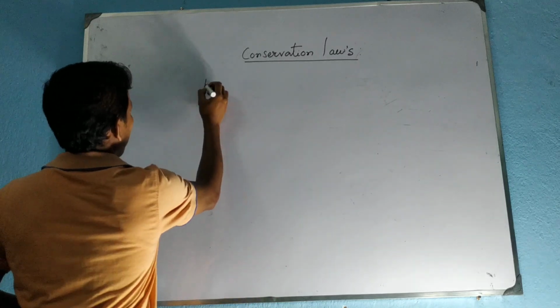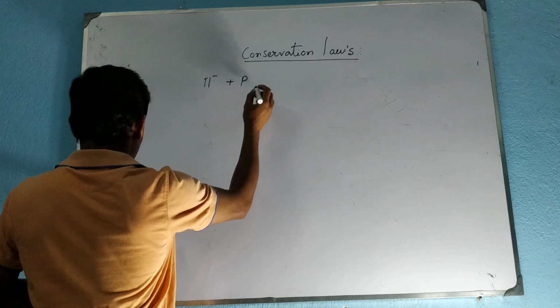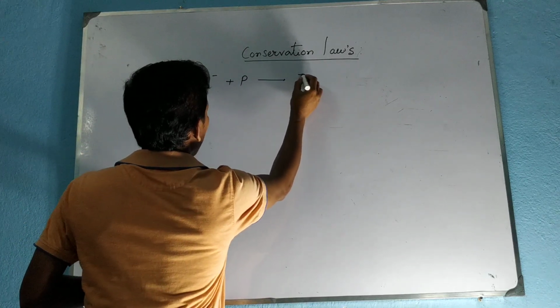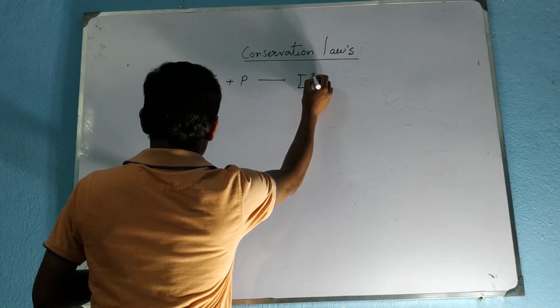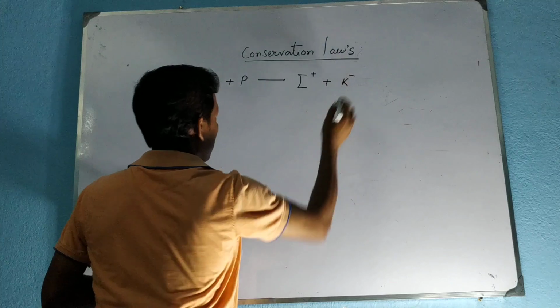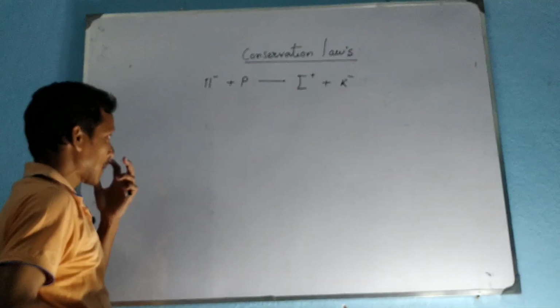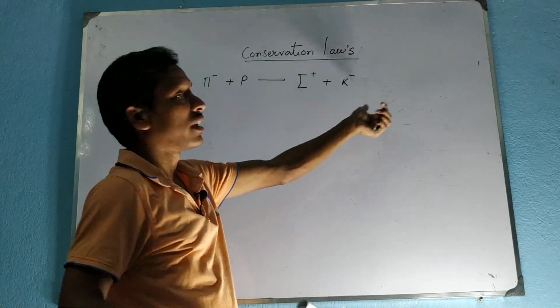Suppose one reaction, pi minus plus proton, and after the reaction the particles are sigma plus and K minus. I will discuss the reaction and also the type of reaction. So let's start.